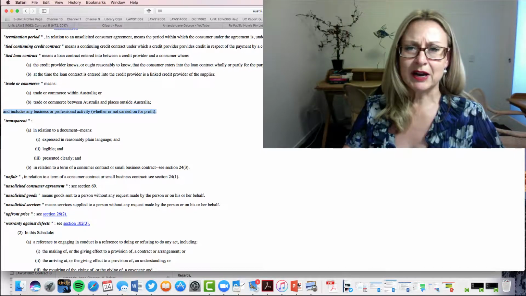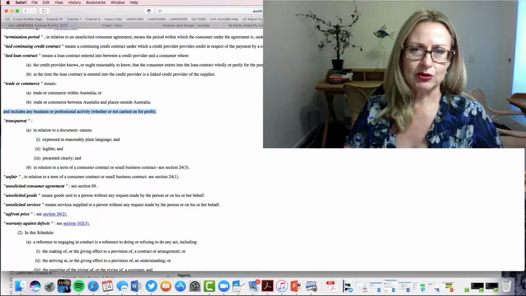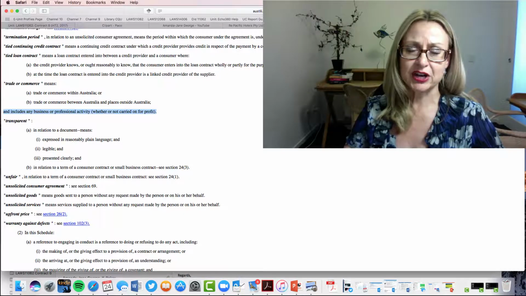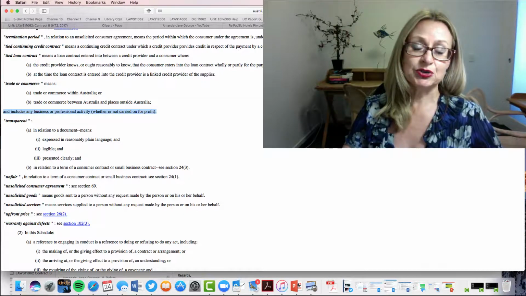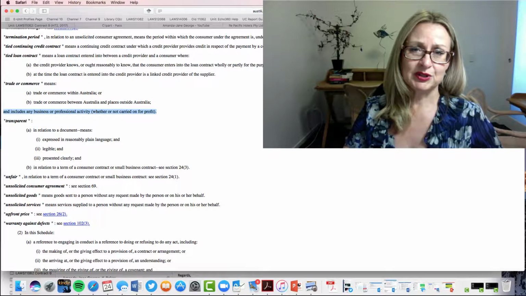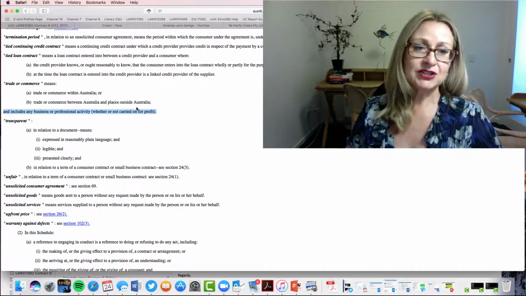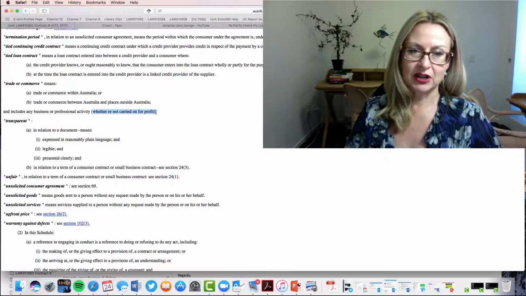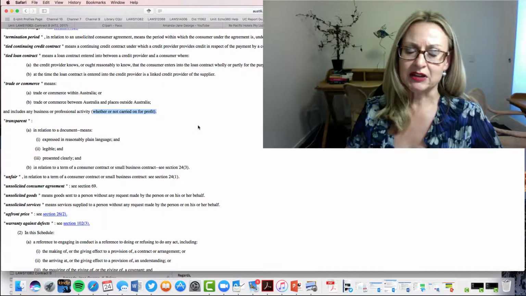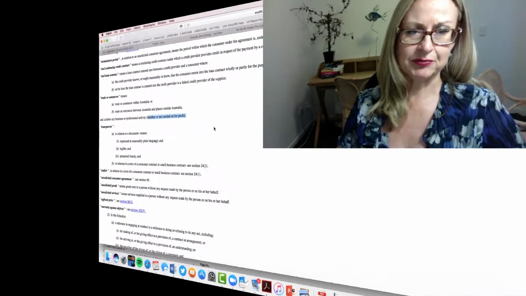There was also some uncertainty as to whether not-for-profits and charities were considered to be trading entities for the purposes of the legislation. There was no clarification in the past iteration of consumer legislation, and so now we have non-profits clearly being captured by the legislation.